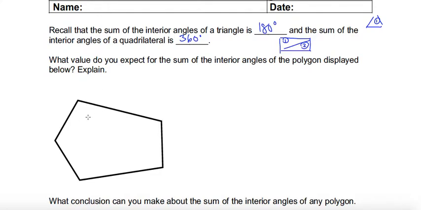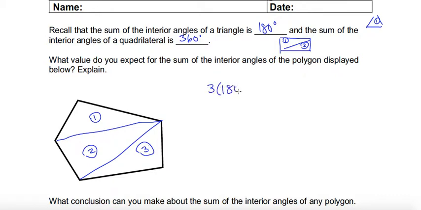How many triangles can we make in this shape? We can make one here, and then we can make one there and one there. So the minimum number of triangles that we can make here is 3. So what is 3 times 180? Well, that's 540 degrees. So that is a good strategy to help us think about that.